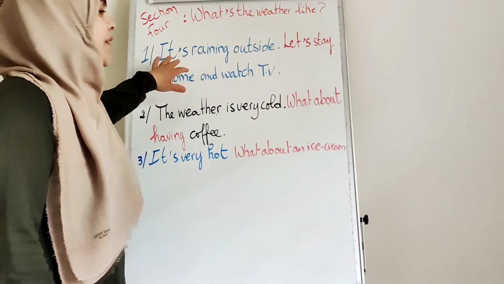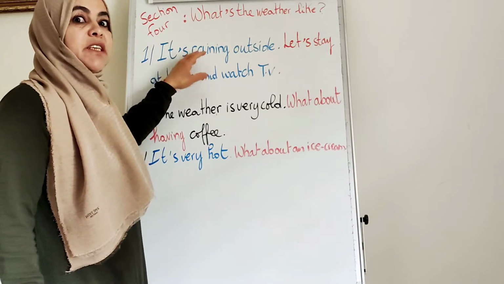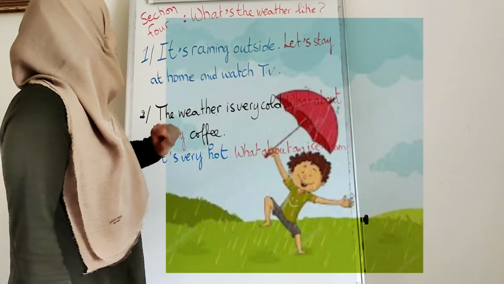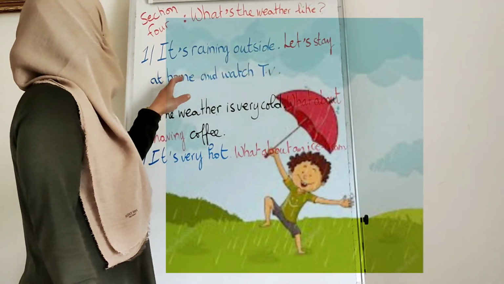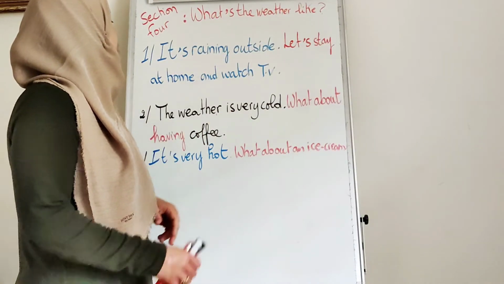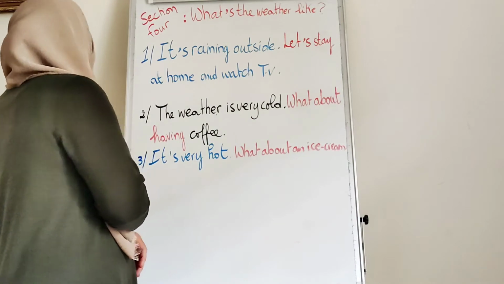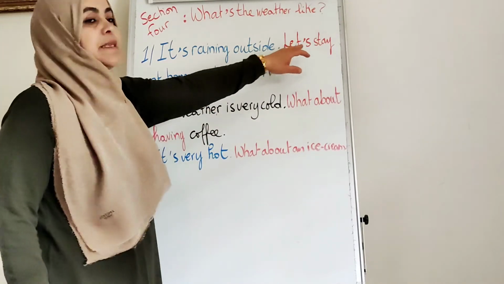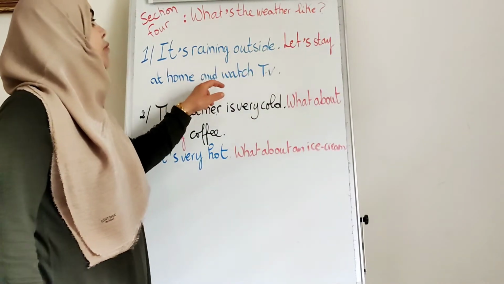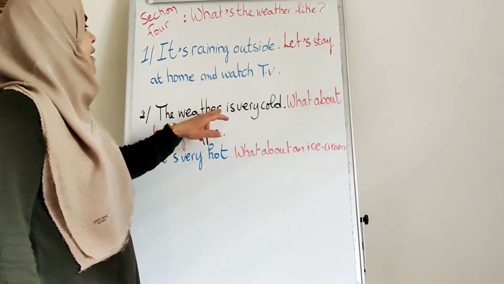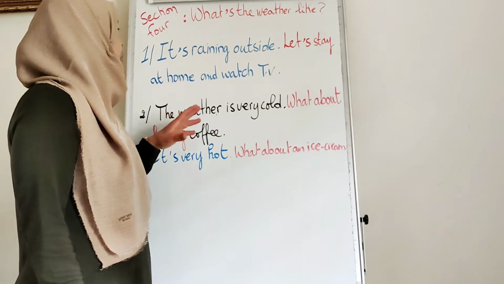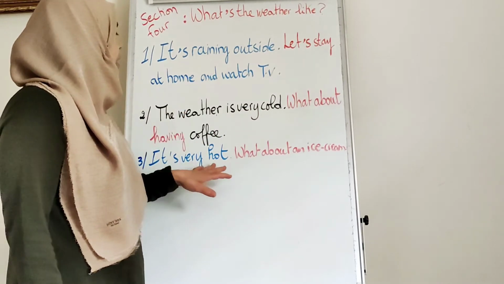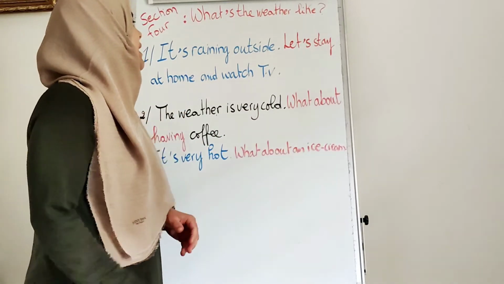Okay, let's see the second rule in section 4. What's the weather like? It's raining outside. Let's stay at home and watch TV. The weather is very cold. What about having coffee? It's very hot. What about an ice cream?